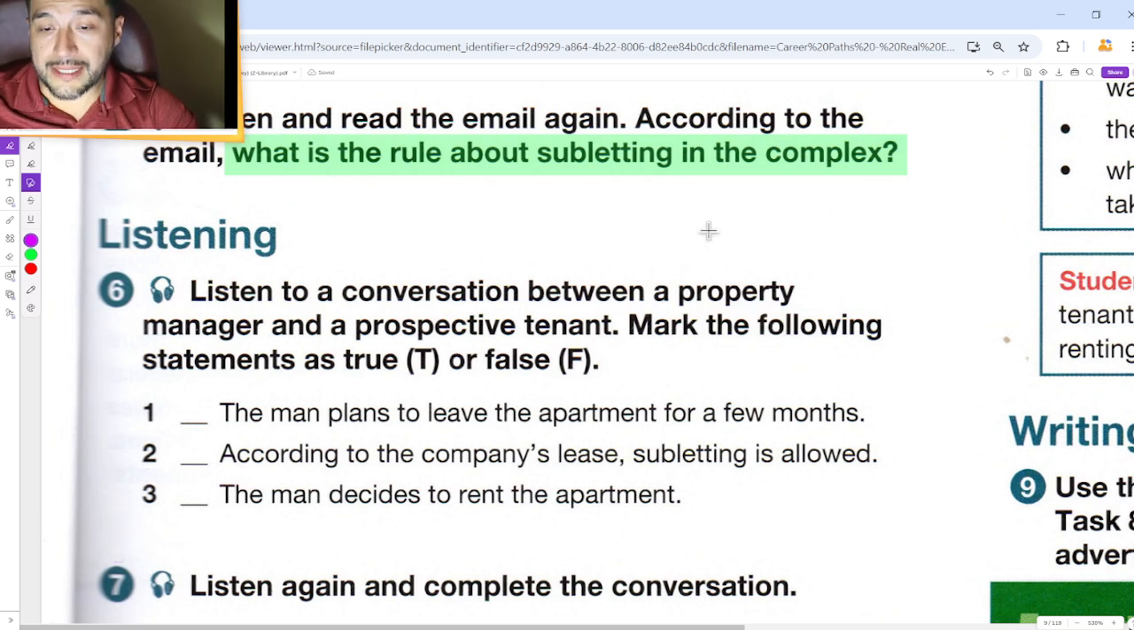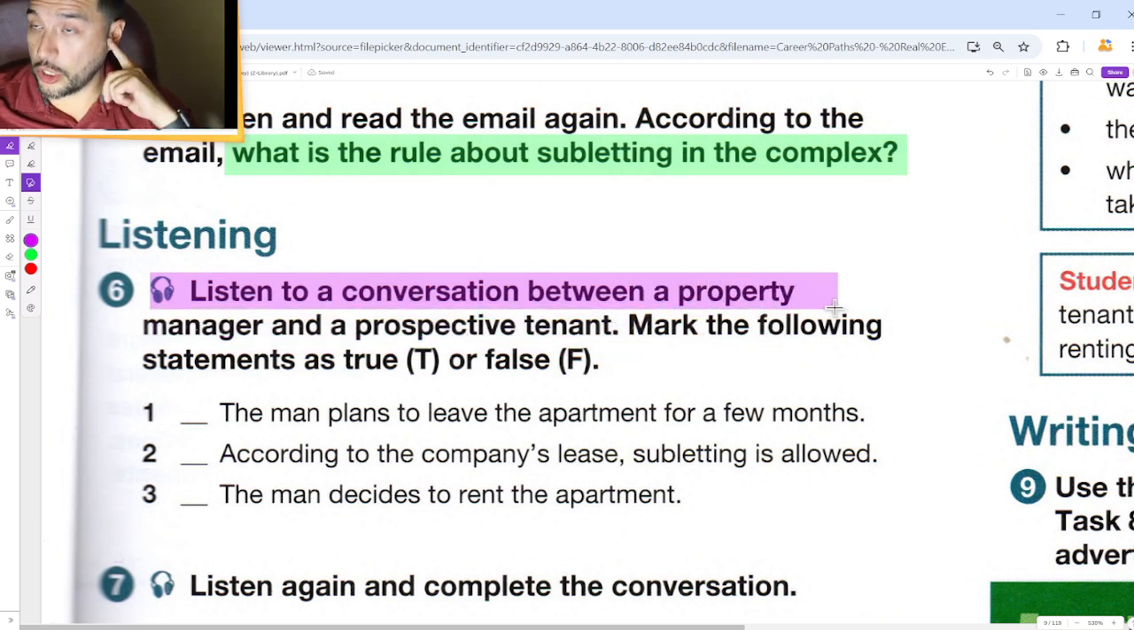Now, listen to a conversation between a property manager and a prospective tenant. So, if you're a property manager, focus, listen. And look at the script. Exercises 6 and 7, page 9.